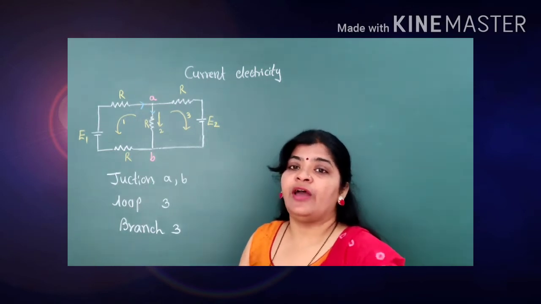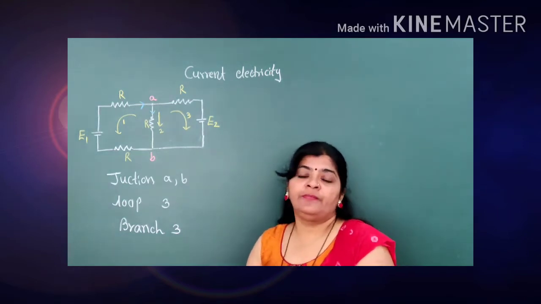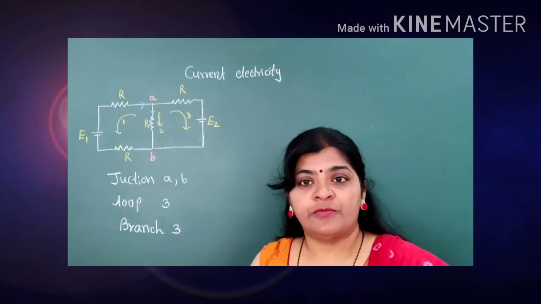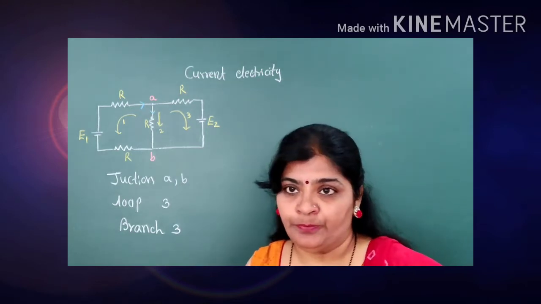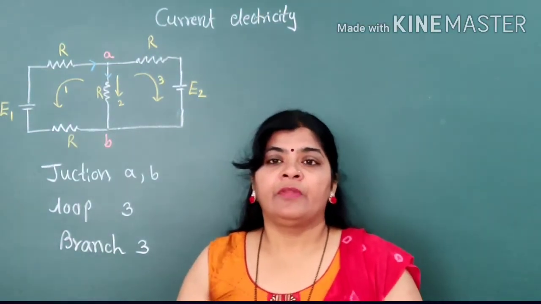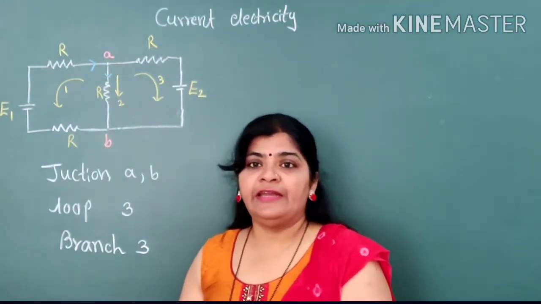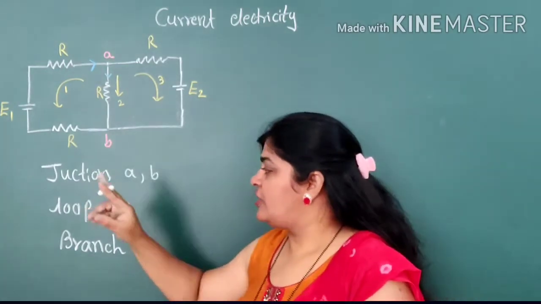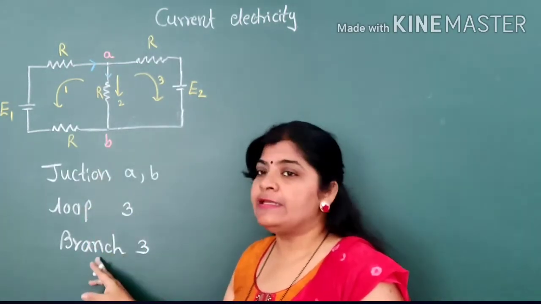For this purpose we are using Kirchhoff's electrical laws: Kirchhoff's first law and Kirchhoff's second law. In an electrical circuit, when we study it in detail, there are three main concepts. First is a junction, second is a loop, and third is a branch.